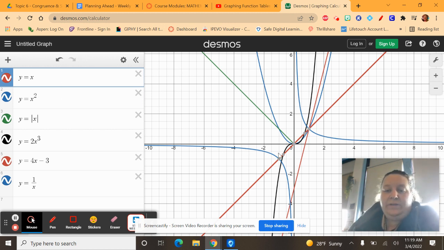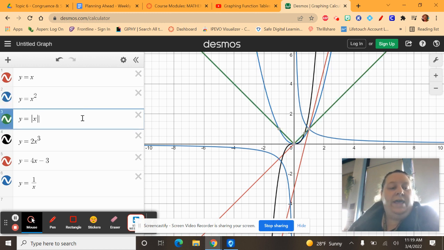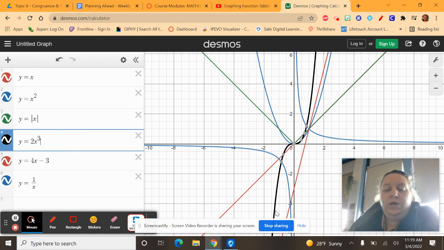y equals x is a linear function or a linear equation. y equals x squared, that's our U, that's in blue, and that would pass the vertical line test. y equals the absolute value of x looks like the V, it's green for me, that would pass the vertical line test. y equals 2x cubed, that's in black for me. It's got the little curve here, but that would still pass.